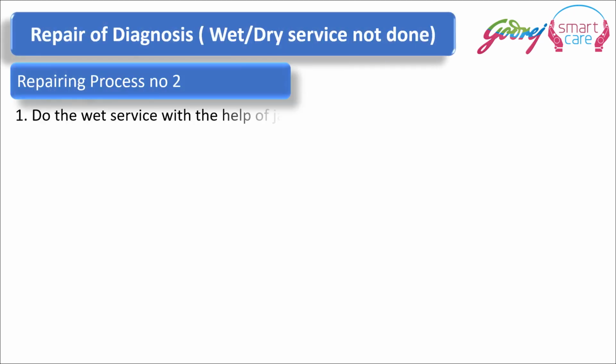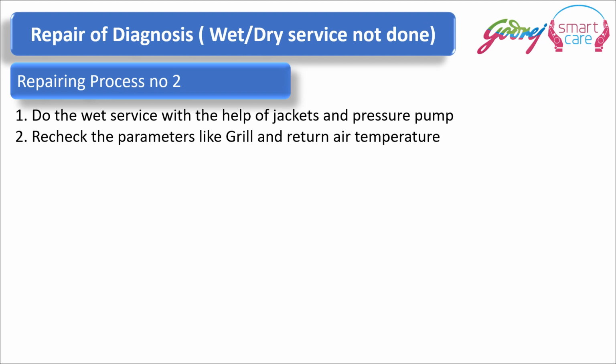This can be understood with the small YouTube videos. The link is mentioned below. We have to do the wet service with the help of a jacket and pressure pump. We have to recheck the parameters like grill and return air temperature. The method of doing the wet service is available on a YouTube link given below.